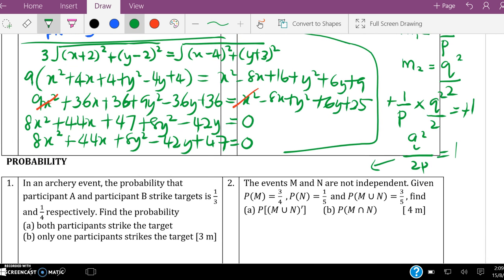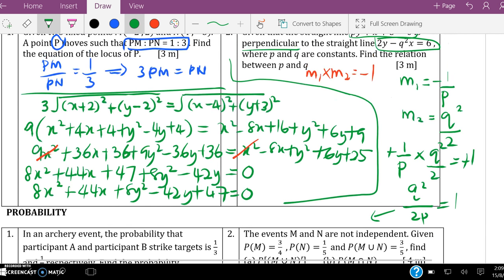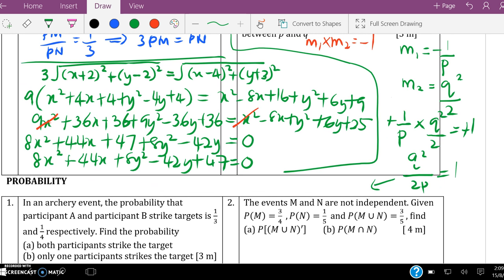So the negative is eliminated. Q squared over 2P equals 1. The question wants the relationship between P and Q. You can either let Q as the subject or P as the subject. I prefer to make P the subject because I don't want to involve the square root. So P is Q squared over 2. Next question.